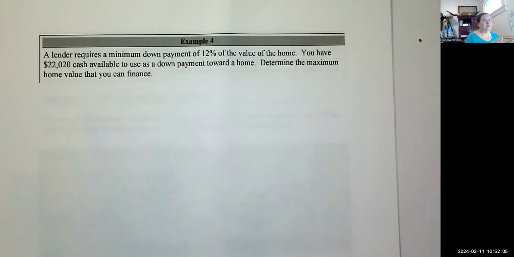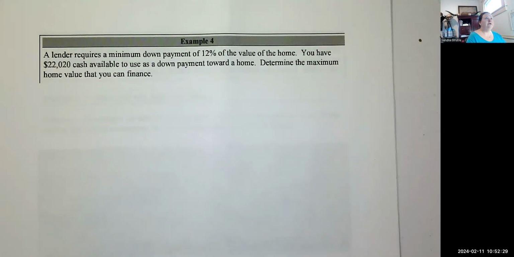Now, I know none of you have purchased a home. When you go to buy a home, the bank is not going to just give you everything you need for your house for a loan. You can't walk in and say, I want to buy this $100,000 house, can you loan me $100,000? No. They want some skin in the game.